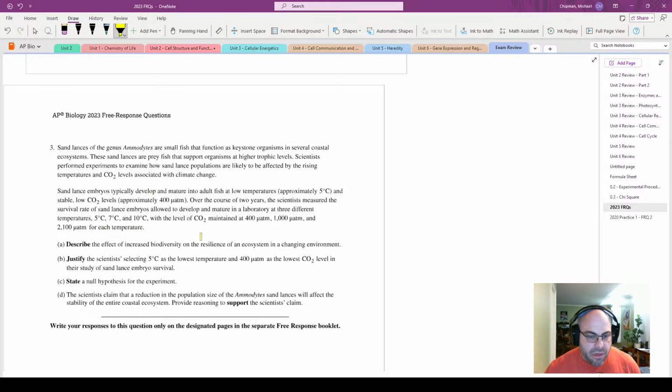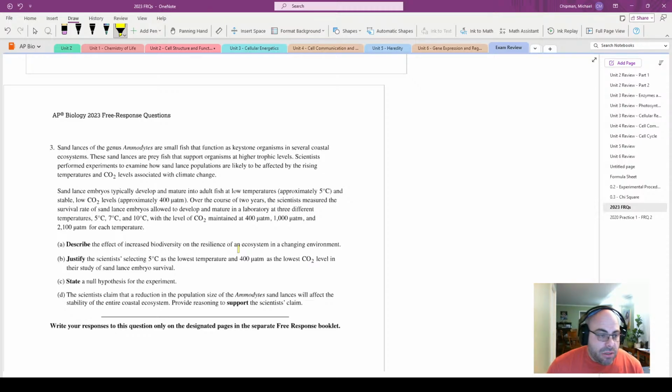Describe the effect of increased biodiversity on the resilience of an ecosystem in a changing environment. Literally don't need to know anything about sand lances in order to answer this. Increased biodiversity is going to increase the resilience of an ecosystem, period. That's it. Why? I'm not asked to justify my answer. It's going to increase the resilience of that.